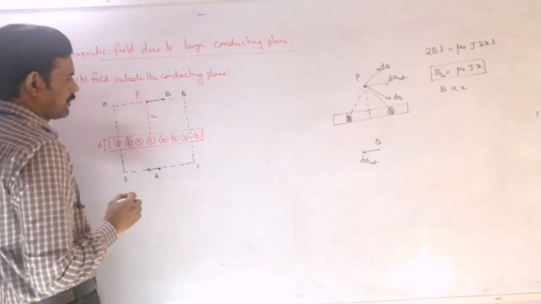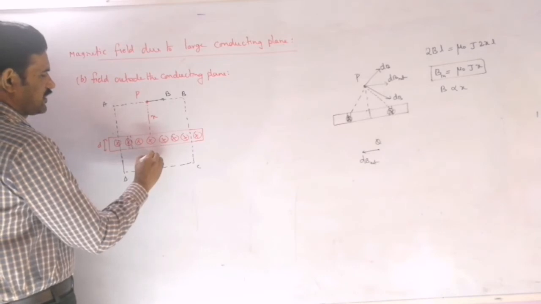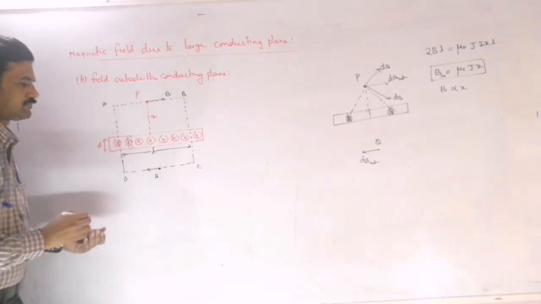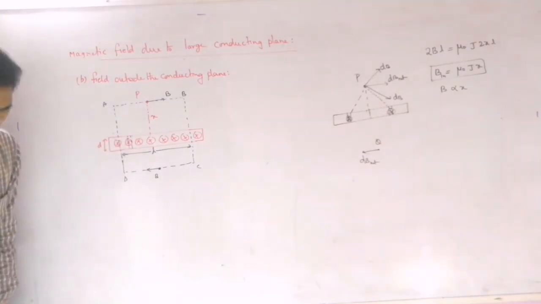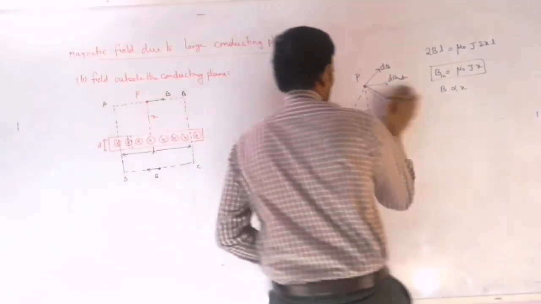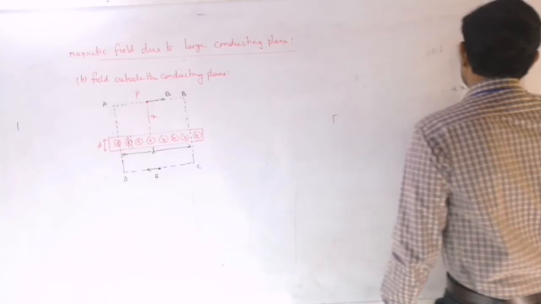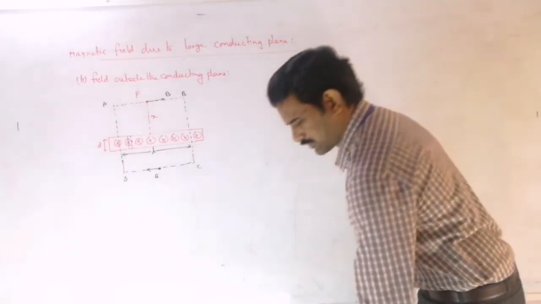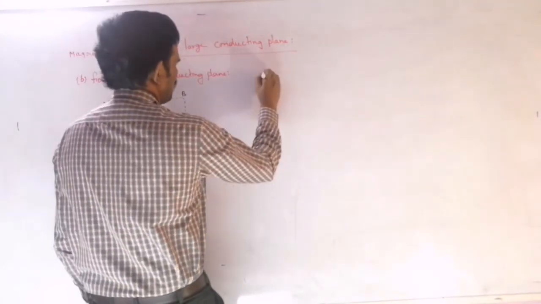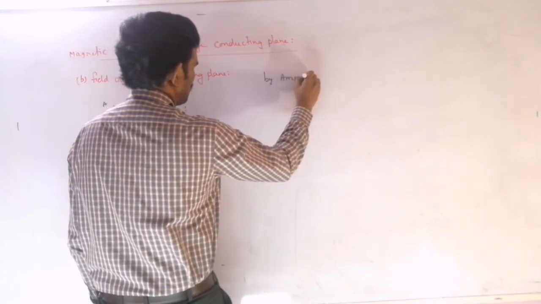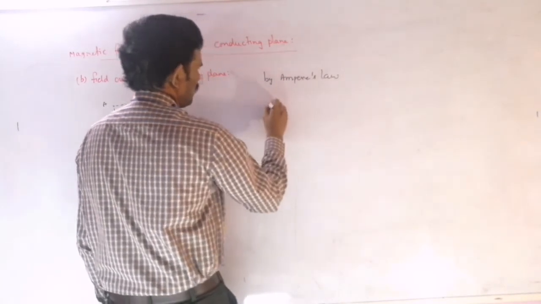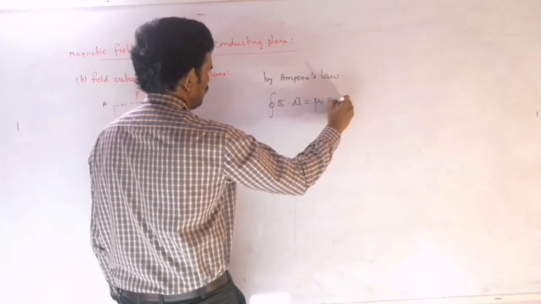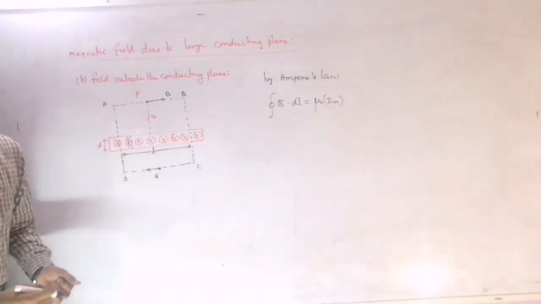consider an Amperian loop ABCD as shown in the figure. So by Ampere's law, we can write the integral of B bar dot dL bar is equal to mu naught into I net, or I in. So it is the same as our previous derivation.